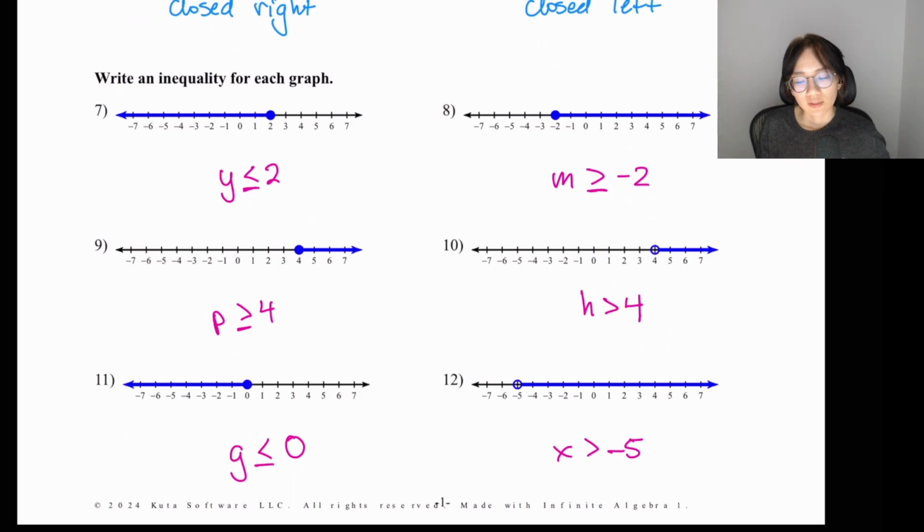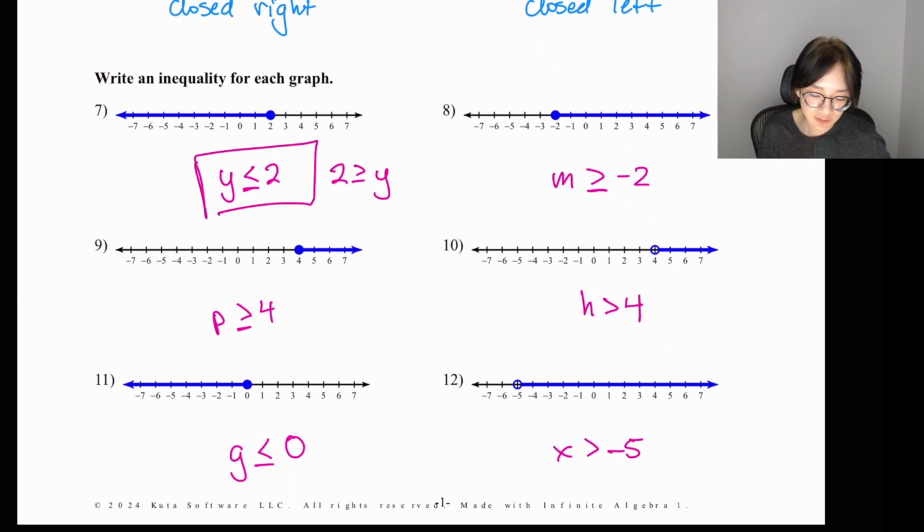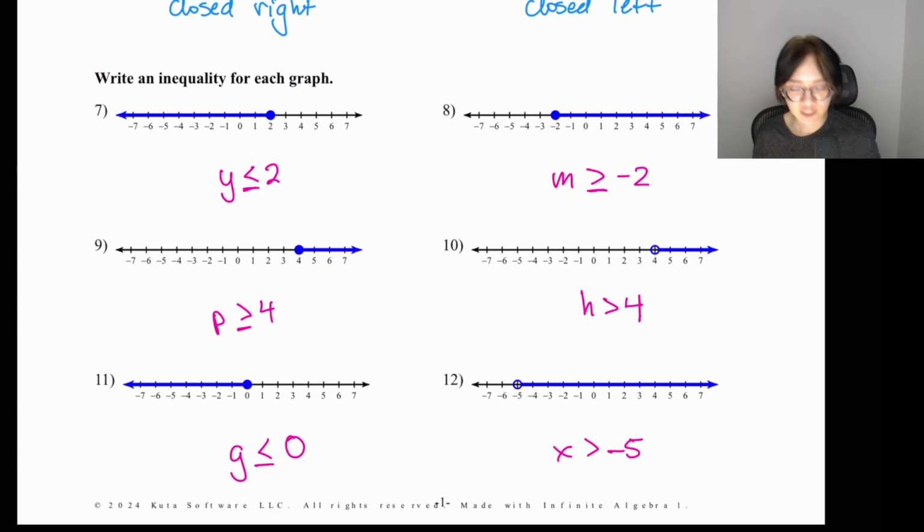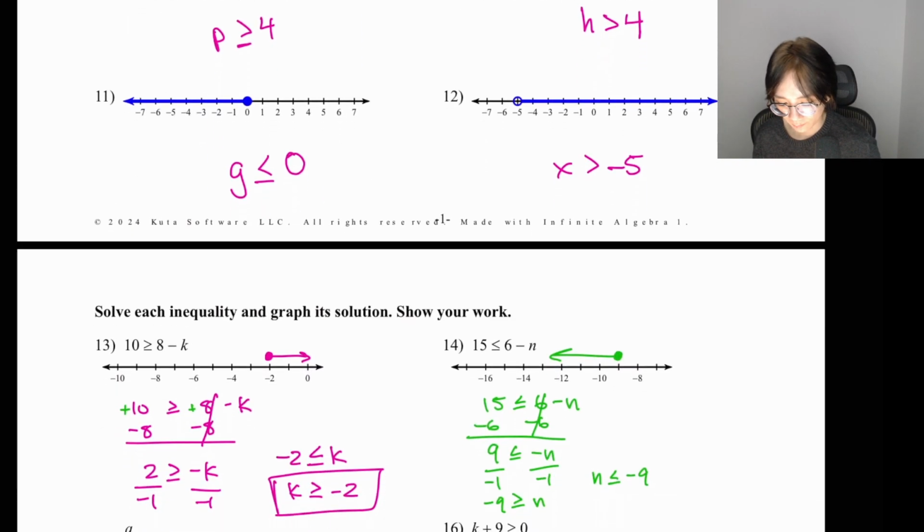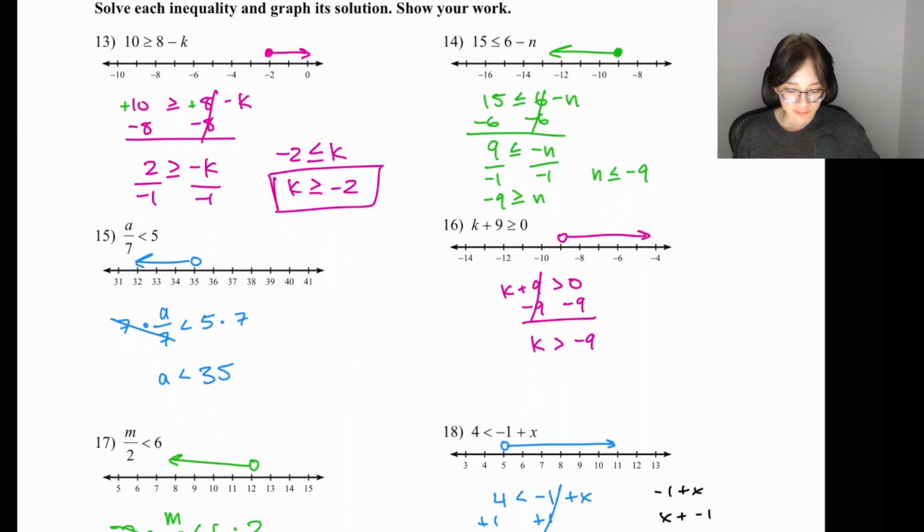Again, you could have written this first one like this, for example, but if you're nice to me and you follow math convention, you'll put the variable on the left instead. Makes my life easier and it also looks nicer. Last bits.